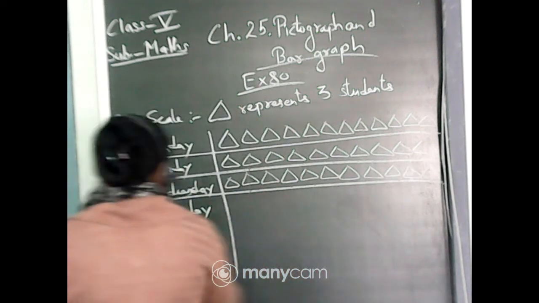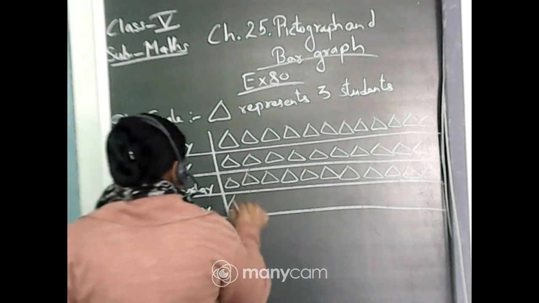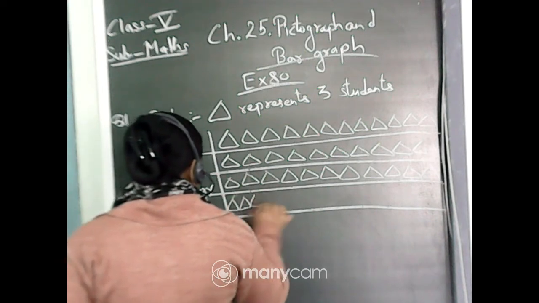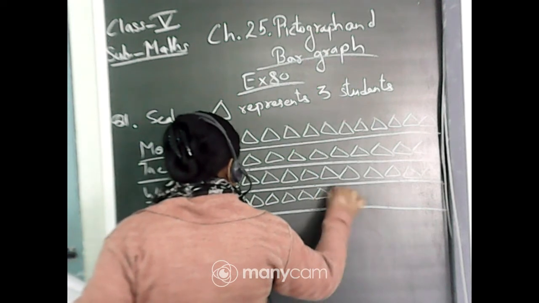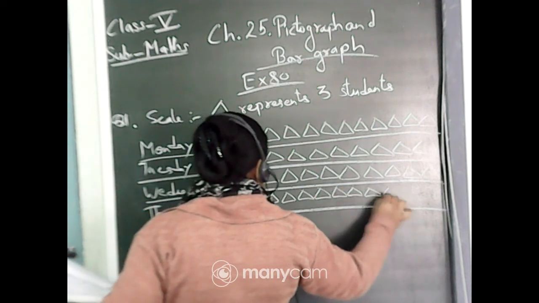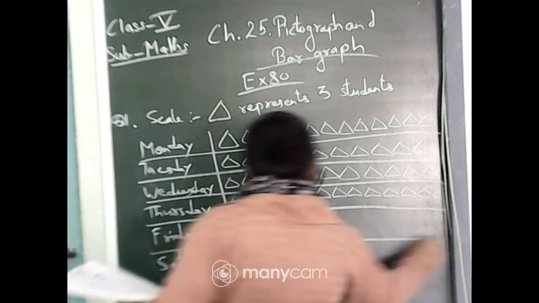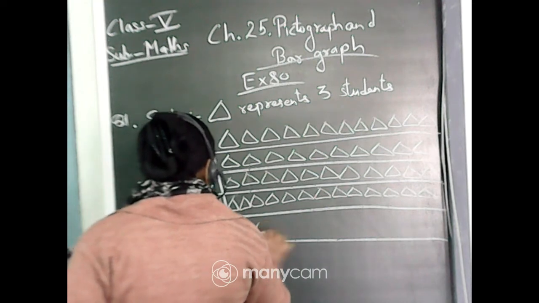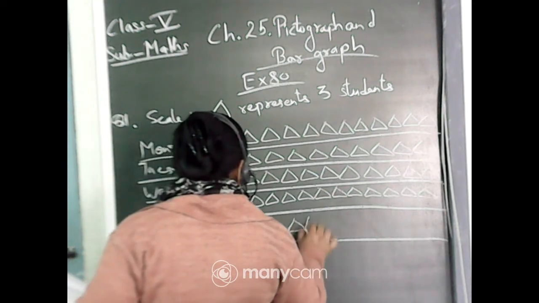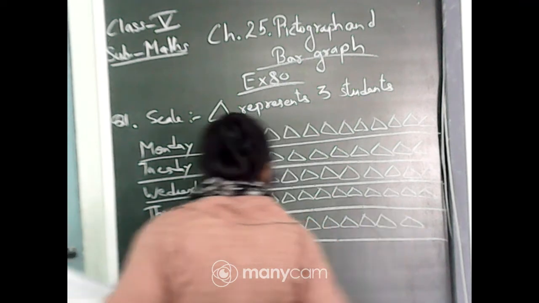Now for Thursday, it is given 39, that means 13. 1, 2, 3, 4, 5, 6, 7, 8, 9, 10, 11, 12 and 13. For Friday it will be again 30 is given, that means 10. 1, 2, 3, 4, 5, 6, 7, 8, 9 and 10.